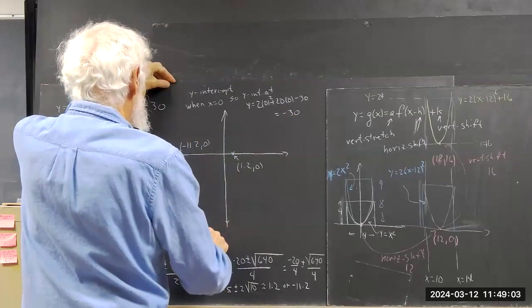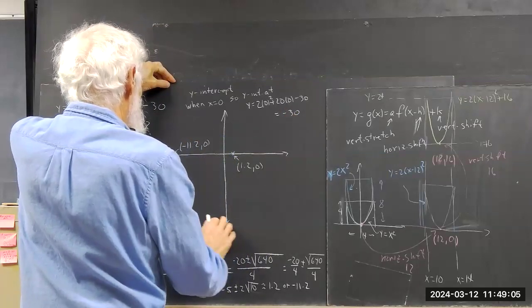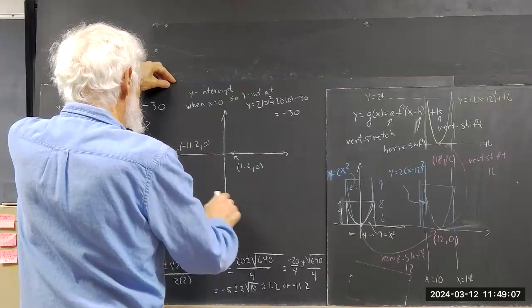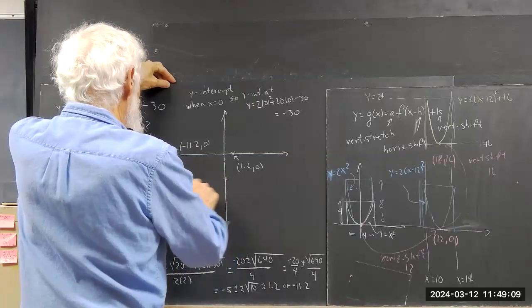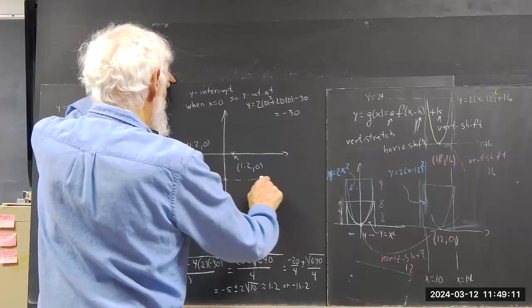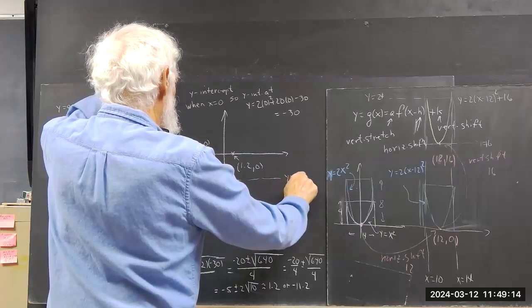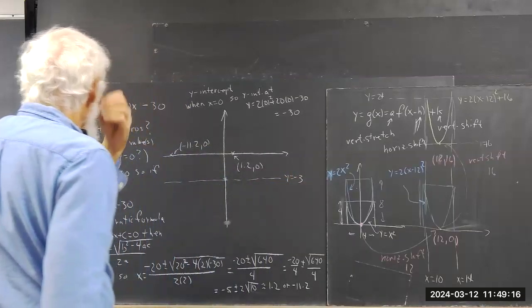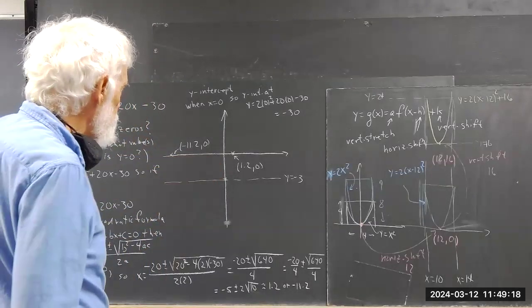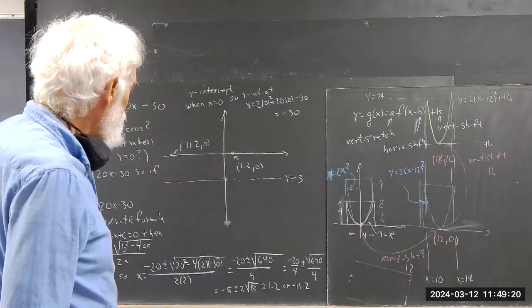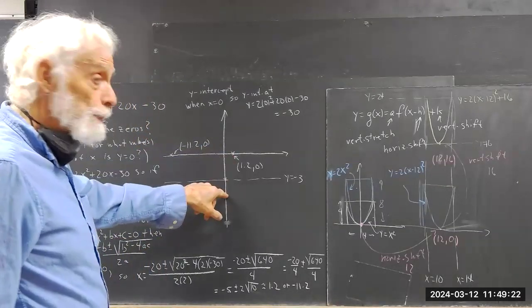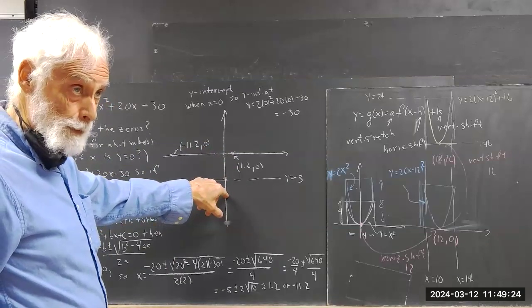So we come down here somewhere. I don't want to go that low. Let's say that y equals negative 30 here. Now, the reason I put this up higher is because we're going to have a parabola that goes through these 2 points and this point.